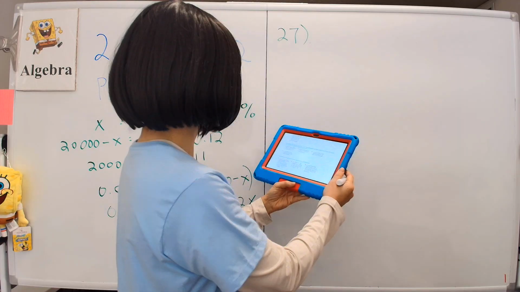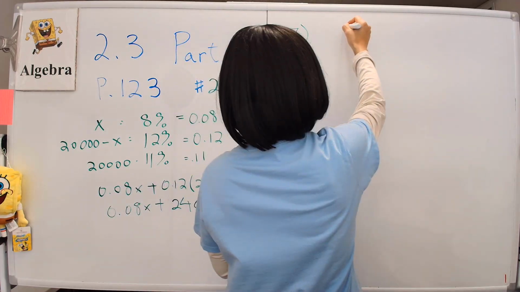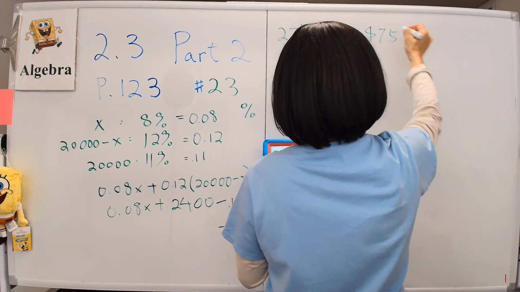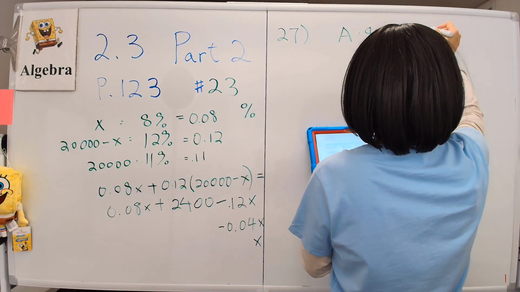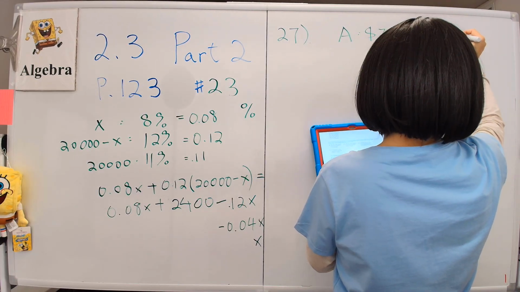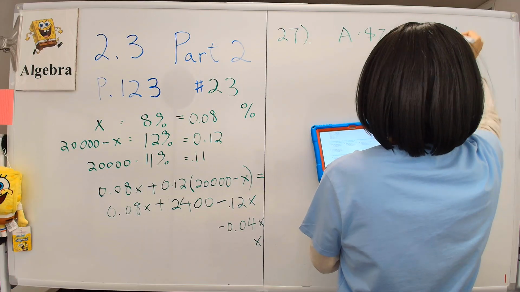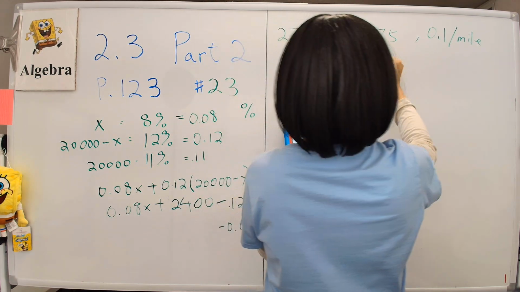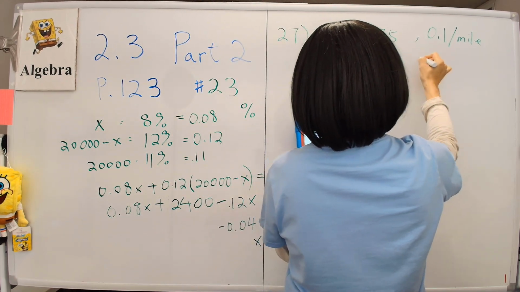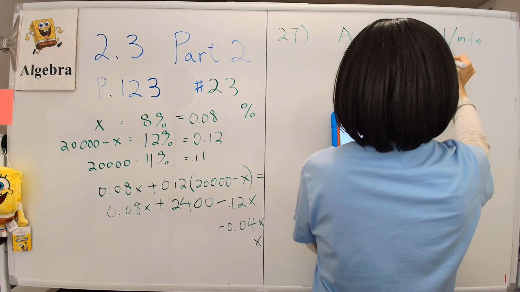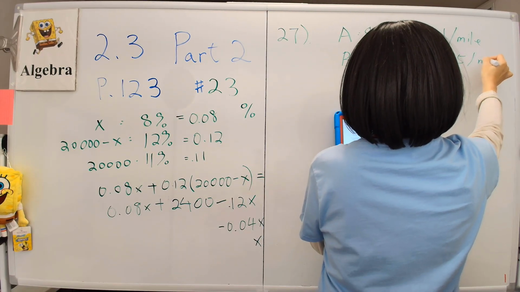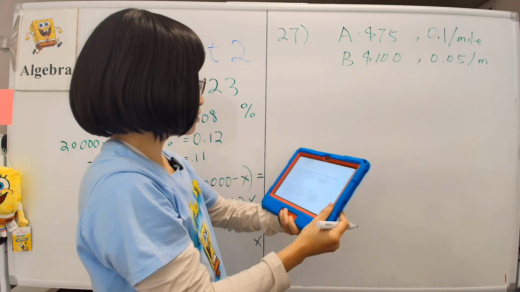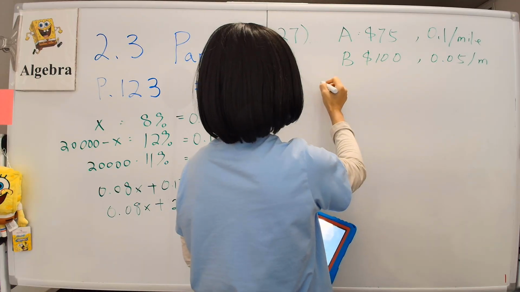Okay, so let's consider the information again. Plan A, we have $75 per week, and then the mileage is 10 cents, 0.1, per mile. And then plan B, we have $100 per week, but cheaper, 5 cents per mile. All right, so we have 2 plans, and which plan is cheaper for traveling? Our goal is to travel 300 miles.